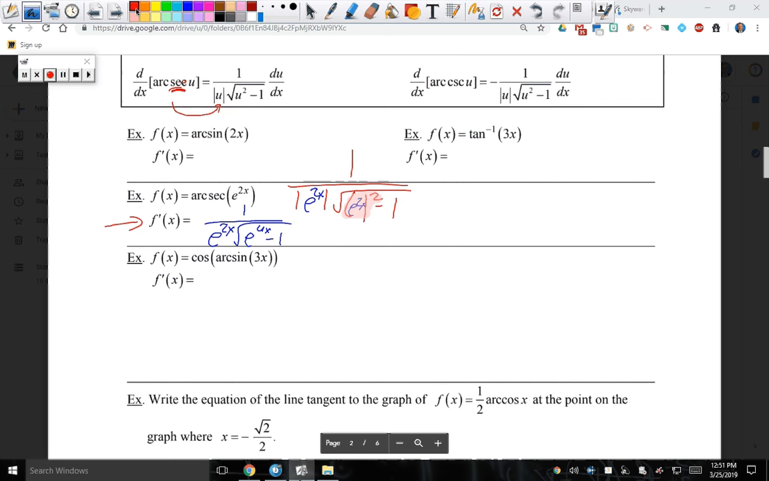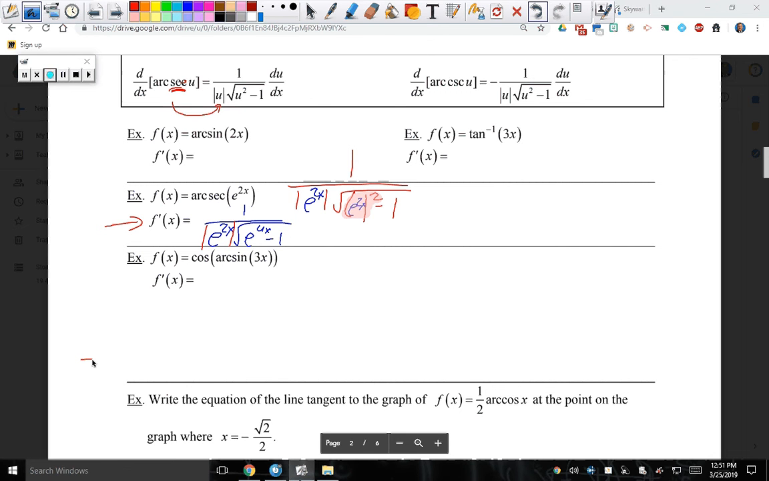Or do I need absolute value signs? Or can I put parentheses? I have to put absolute value. Why? Because there's a variable left. It feels like that natural log of the absolute value of x stuff. Still a variable, put in absolute value.